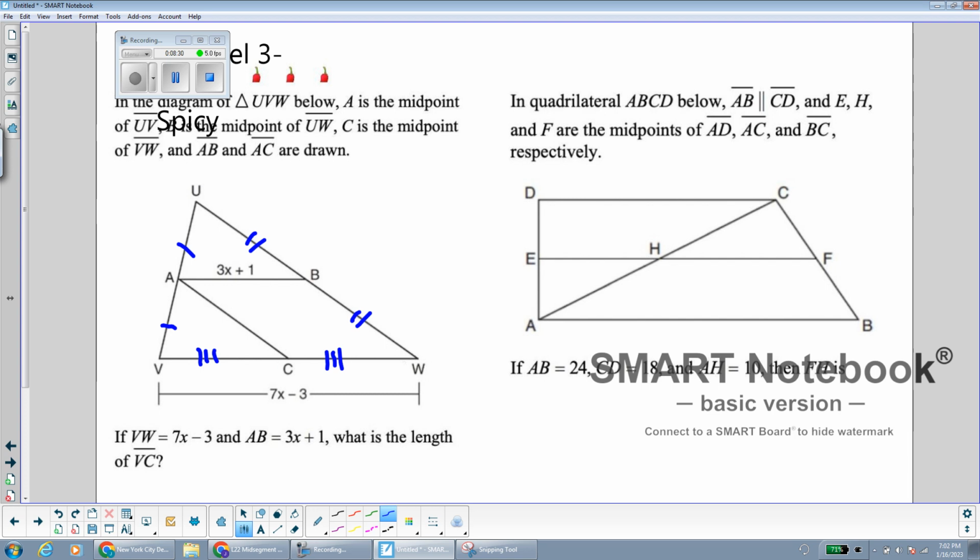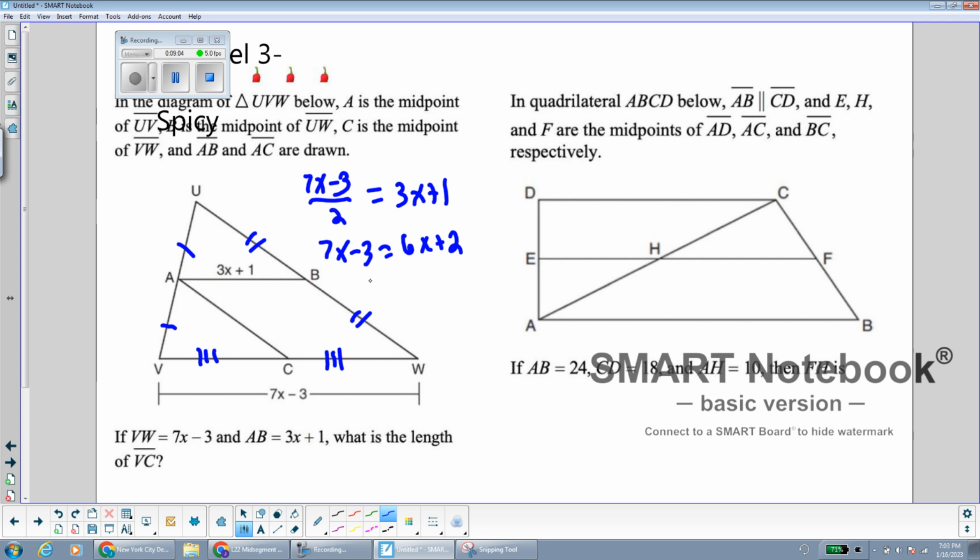of VW. And I know that AB is a midsegment of the triangle. It connects the midpoints of two sides together. And the midsegment of a triangle is half the length of the third side. So I know that if I take half of the third side of the triangle, I will get the midsegment, which is 3x plus 1. I'm going to multiply both sides by 2. Remember to distribute the 2 to each of the terms.